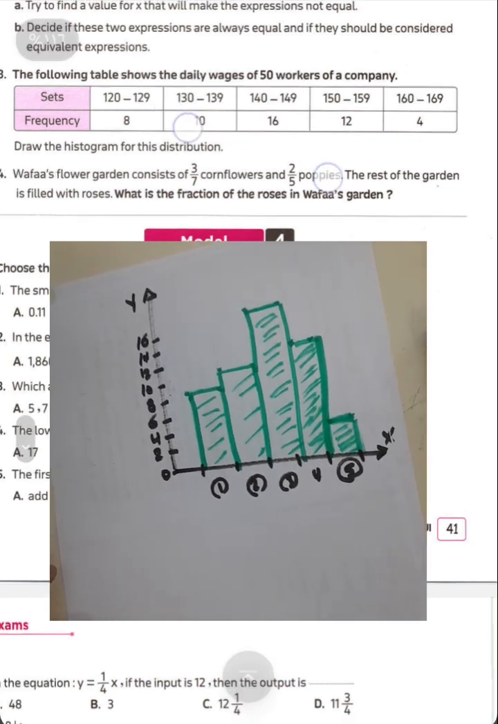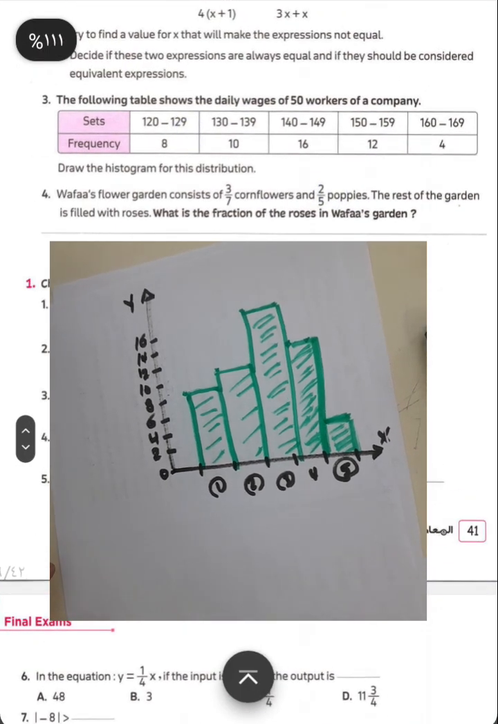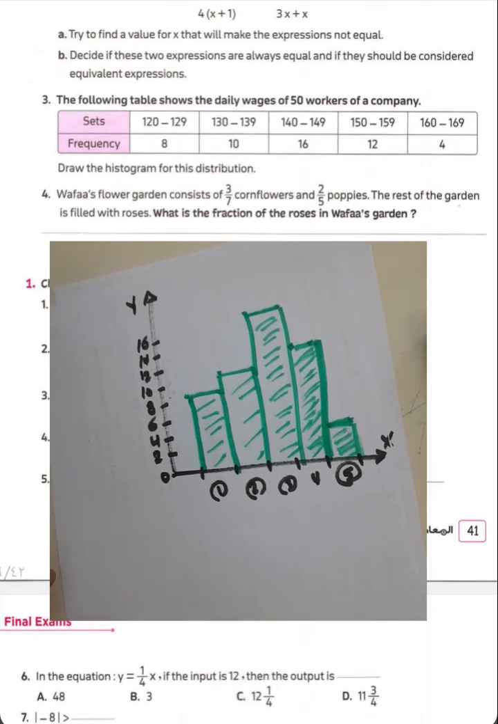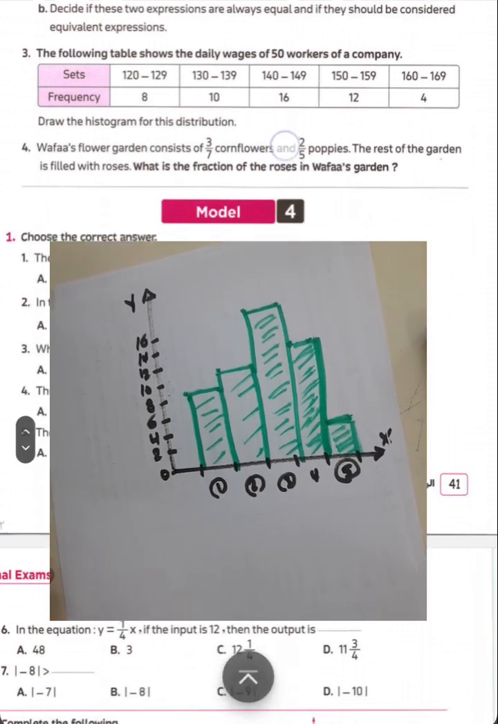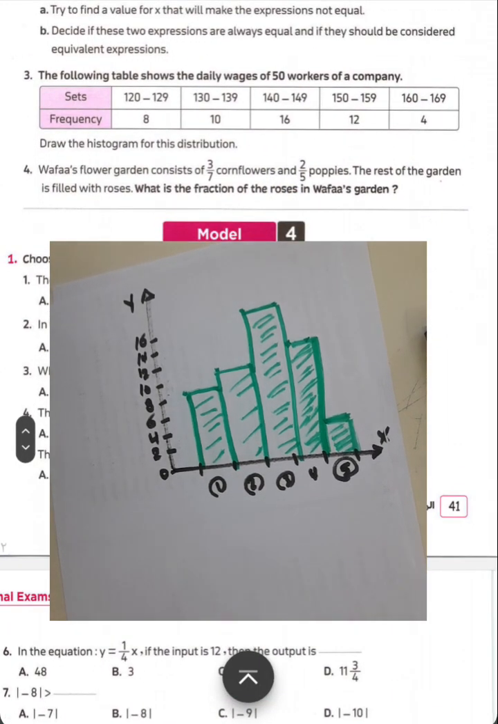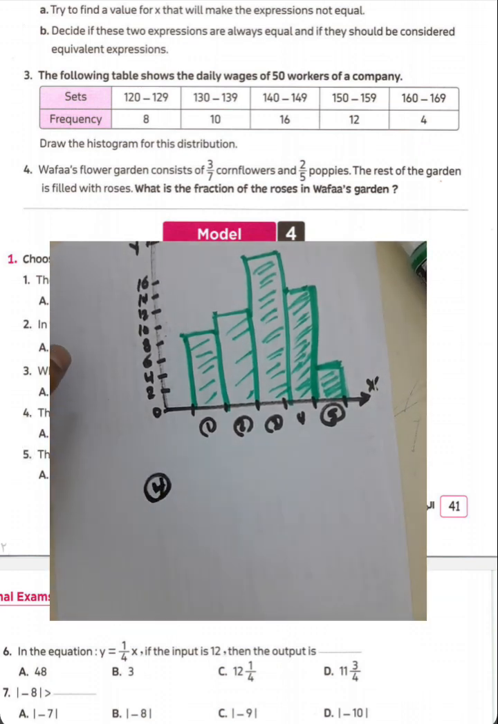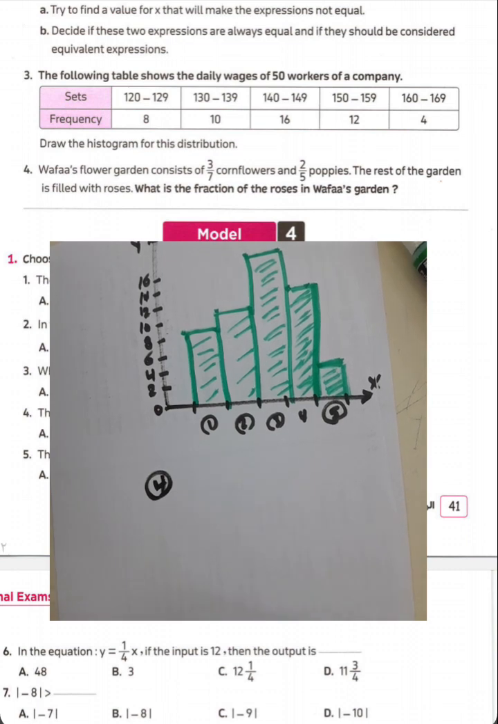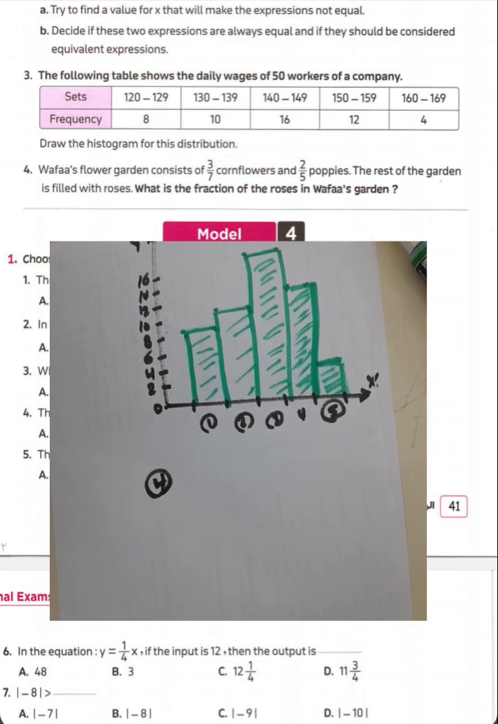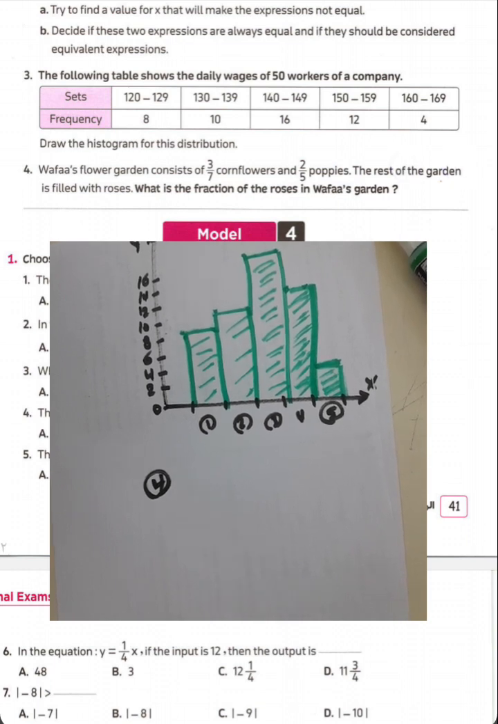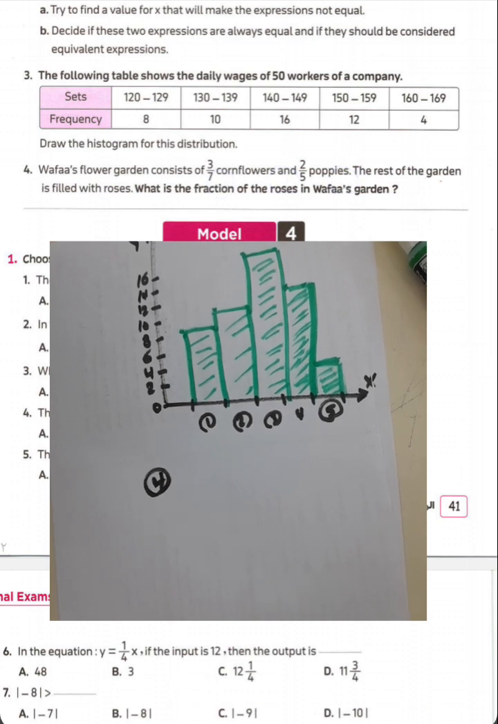And next question here, question number 4, the last one here. Okay, question 4. Wafa's flower garden consists of 3/7 cornflowers and 2/5 poppies. The rest of the garden is filled with roses. Okay, what is the fraction of the roses in the garden?